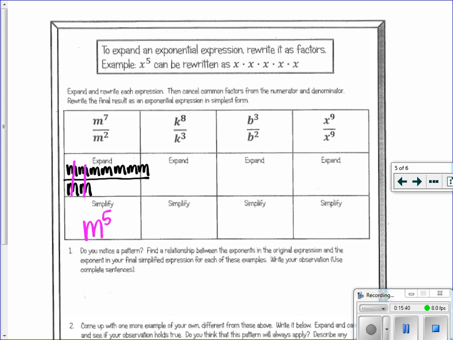Okay, let's try another one. Let's do the B's. Okay, so we're doing those B values. B cubed over B squared. These can cancel because when something's divided by itself, it becomes a 1. So what are we left with? B to the power 1 or just B? Okay. Are we figuring out some sort of pattern? Yes. Whatever's left is your answer. So if there are going to be 8 on the top and 3 on the bottom, we're going to be left with k to the power of 5.